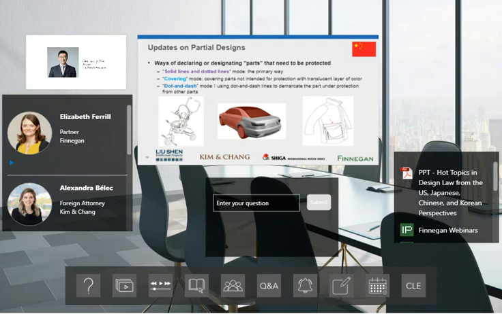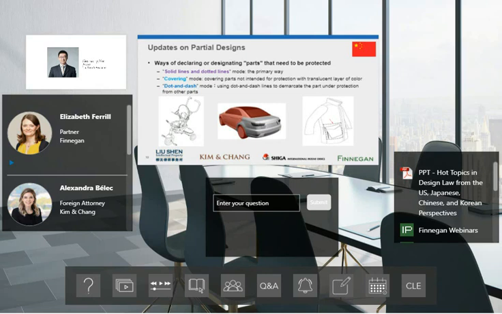So here are some ways of declaring or designating the parts to be protected. How to show such partial designs in China? Here are 3 ways. One is solid lines combined with dotted lines. We believe that this is the primary way. Although that is not a formal guideline, we believe it is close to the final version. Such solid lines and dotted lines are also consistent with the international habit. So we believe that solid lines and dotted lines will be the primary manner to claim such partial design.